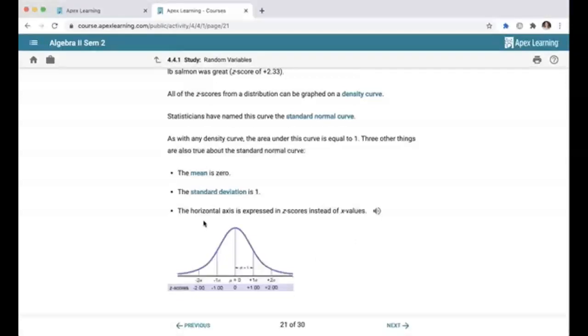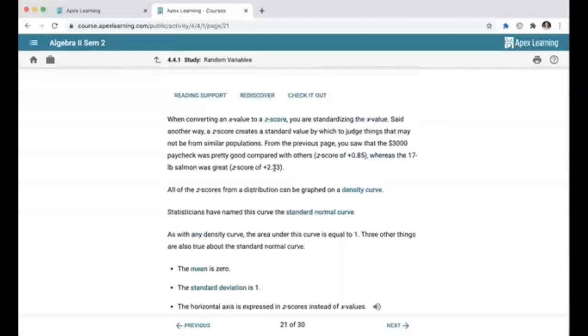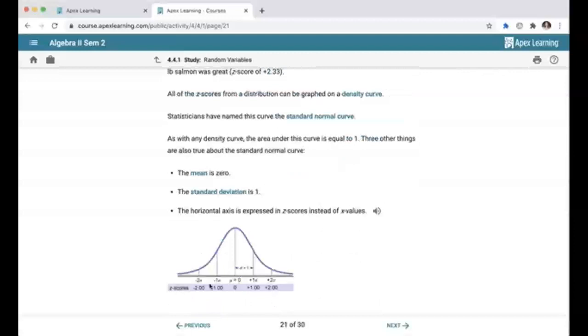And finally here, instead of our x values, our horizontal axis is expressed as z-scores, those scores we just calculated. We can put them on the x-axis instead of whatever we were originally looking at. So no longer looking at paychecks or fish size, we can rearrange this in terms of our standard deviation.